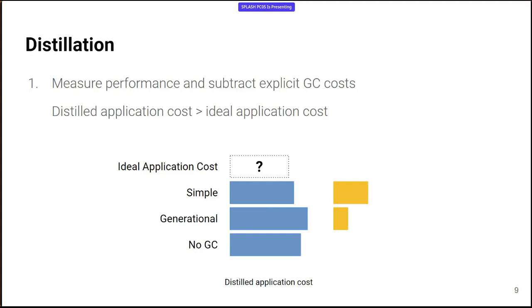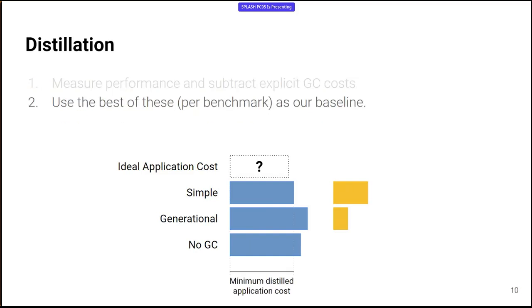So this is what we call the distilled cost. These blue bars are what we call the distilled cost. And so what we're going to do is run a whole lot of garbage collectors for each benchmark. And better still, if we can, we're going to run them on multiple heap sizes. And we're going to say, what was the best result we ever saw? And we'll say, that's our best approximation to the ideal.